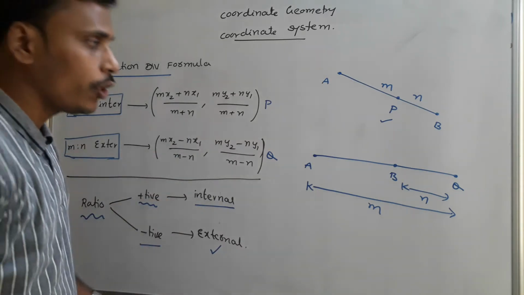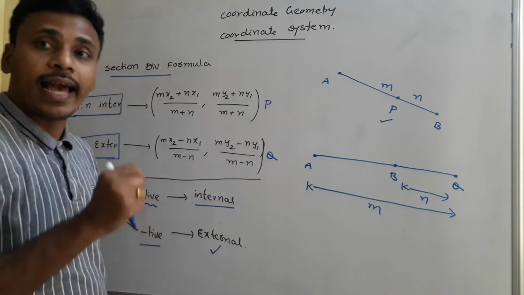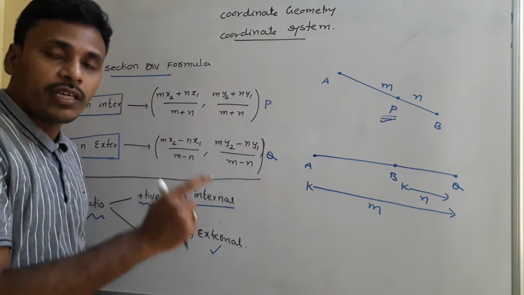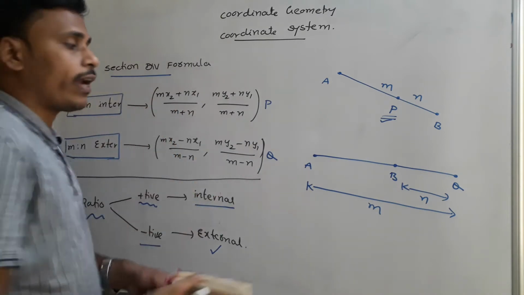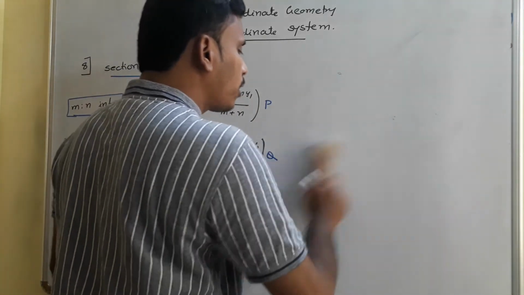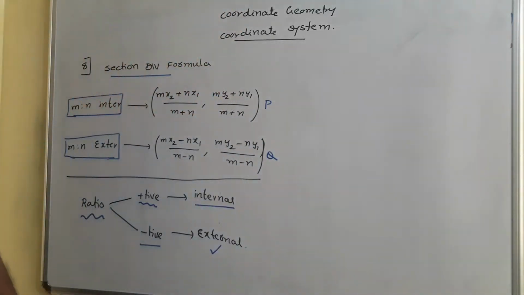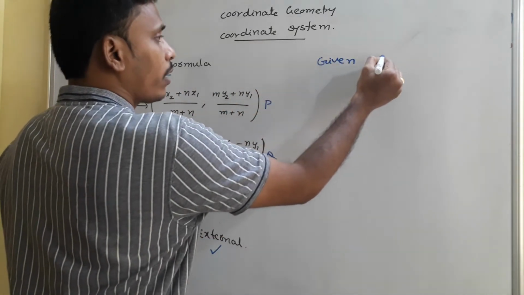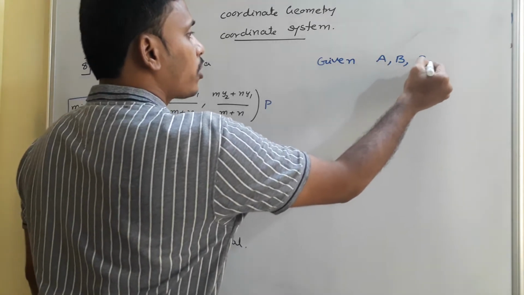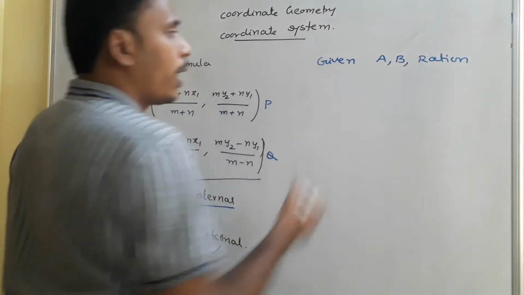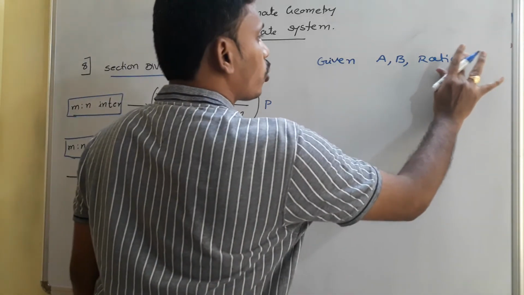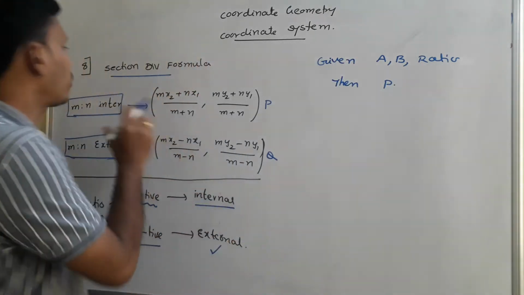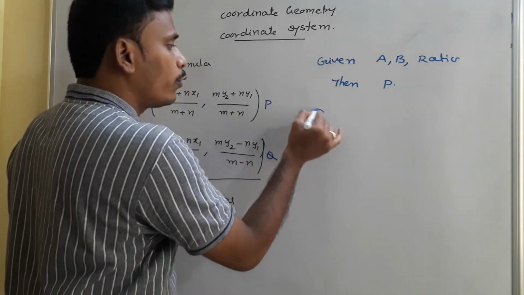Once again I am repeating that the 8th point is helpful to find the coordinates of P. A is given, B is given, the ratio is given, and we need to find the point. Now in the 9th point we need to find the ratio if P is given. In the 8th point, what are the given things? A (x1, y1) is given, B (x2, y2) is given, the ratio m is to n is given, then we need to find P. This is the 8th point.